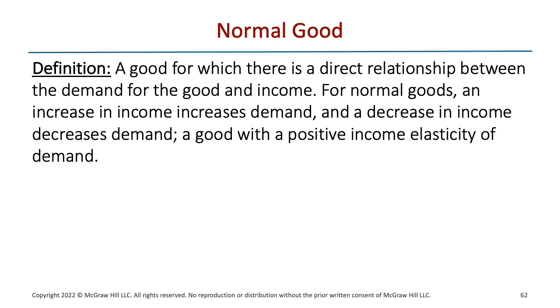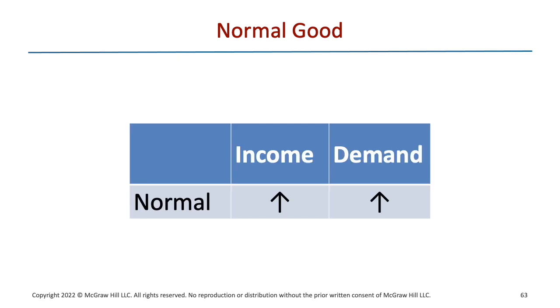With normal goods, these have a direct relationship with income. So when your income rises, your demand for normal goods will also rise. And as your income falls, you begin to try to substitute those out with cheaper alternative options, so your demand for normal goods goes down. This little visual represents that. Income goes up, demand for the normal good also goes up.